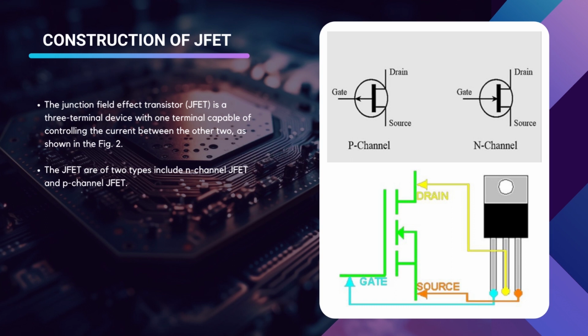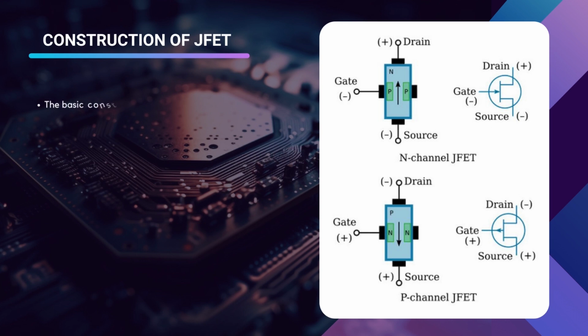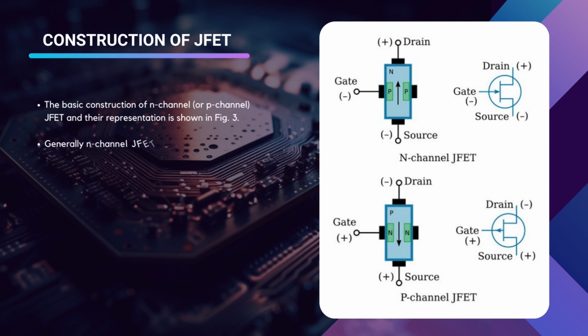Here we can see there are 3 terminals: gate, source and drain. If we see from the integrated circuit, there are 3 terminals. The red one displays the source terminal, the blue one displays the gate terminal and the yellow one shows the drain terminal. The basic construction of an N channel or a P channel JFET, junction field effect transistor, and their representation is shown in figure 3.